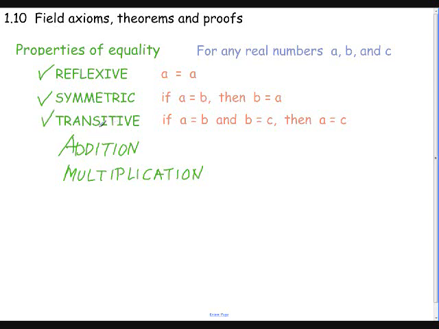Transitive. Trans says something to us, doesn't it? Something about movement. Transfer, transport. Transitive. If A equals B and B equals C, so you notice both A and C equal B, then it must be true that A equals C. That's the transitive property of equality.